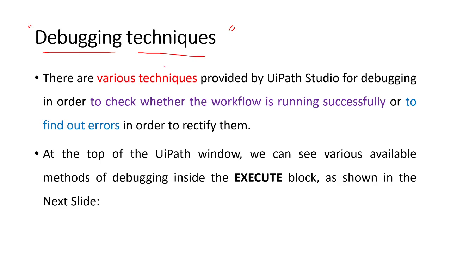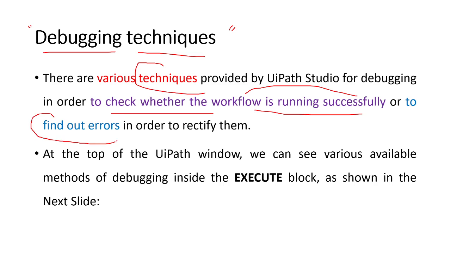As the name itself says, debugging techniques are nothing but the techniques provided by UiPath Studio for the RPA developer to check whether the workflow is running successfully or not. Or more specifically, these debugging techniques are the techniques which help the RPA developer to find out errors in the application, and once they find errors, they can rectify them. Clear? The bottom line is, debugging techniques ensure that the application developed by the RPA developer is free from errors.